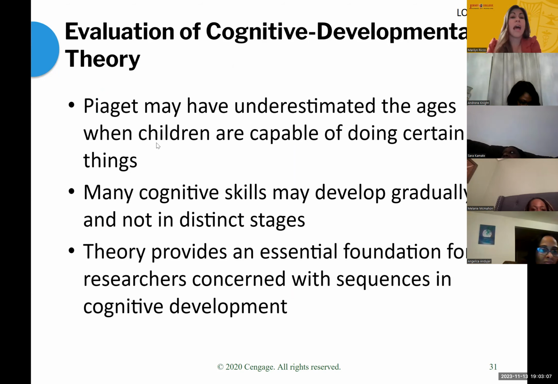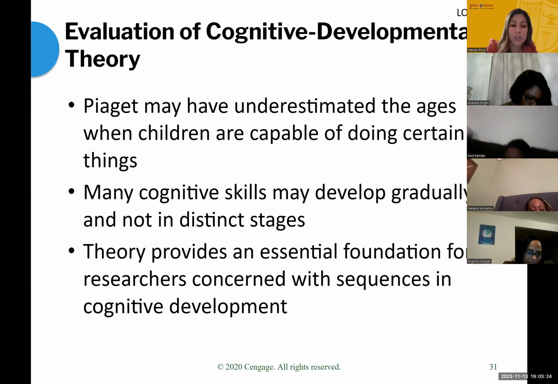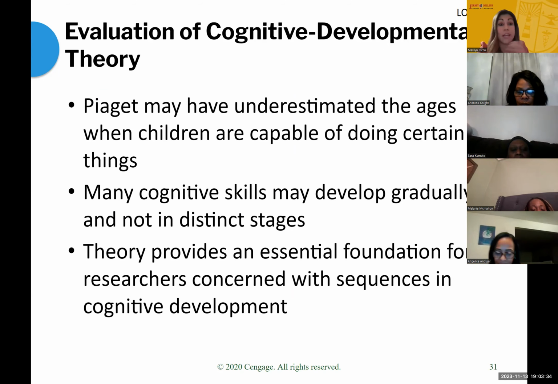Piaget may have underestimated the ages when children were capable of doing certain things. Like I said, some people contradicted him a little bit, because he was one of the very, very first theorists. And then other people came in and kind of said, let me fix this a little bit. Let me change some of the wording that you have. So he underestimated the age groups that he chose. And later on, people came up with their own different age groups of how people develop.